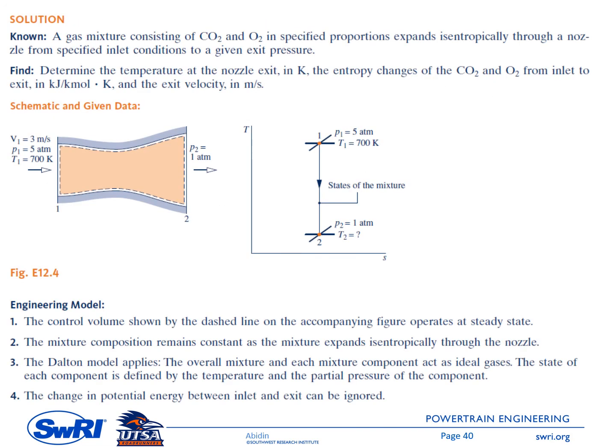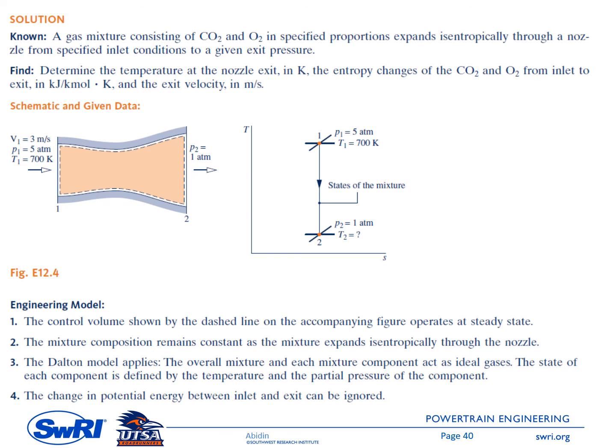So we have a gas mixture. This is a binary mixture, CO2 and O2 with a specified mole fraction. And then it expands isentropically through a nozzle from a specified inlet condition to a given exit pressure. And then the question is the temperature at the nozzle exit, and the entropy change of the CO2 and O2 from inlet to exit, and the last question is the exit velocity in meters per second.